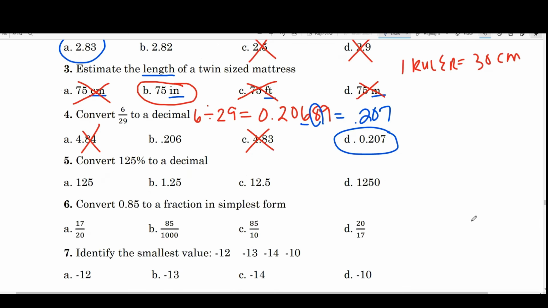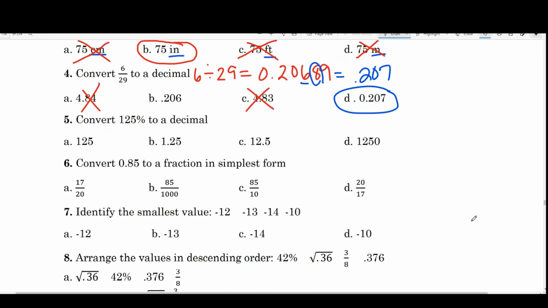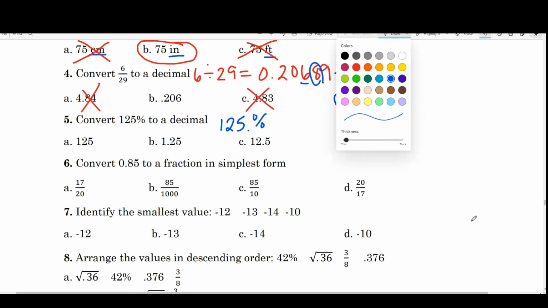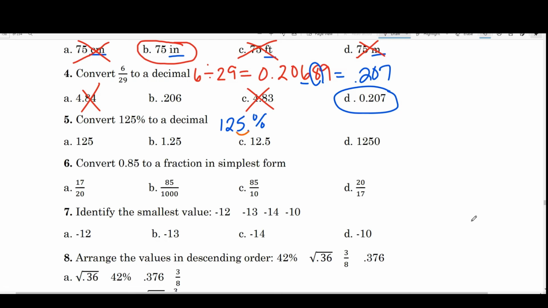All right, number 5 says convert 125% to a decimal. So anytime we go from a percent to a decimal, you always move your decimal 2 places to the left. In this instance, anytime you have a whole number and you don't actually see the decimal, you can assume that it's at the end. Then from there, we go 2 places to the left and leave our decimal. So it's 1.25, which will be B.